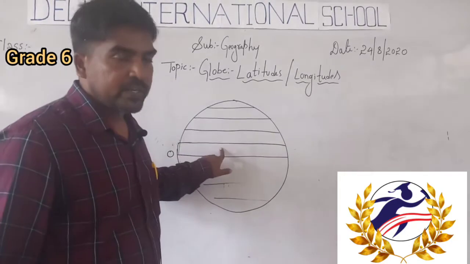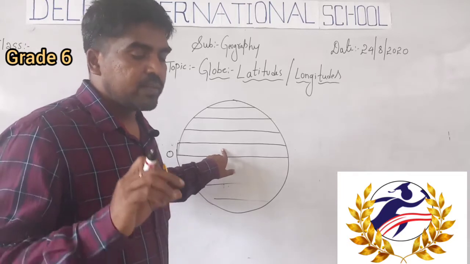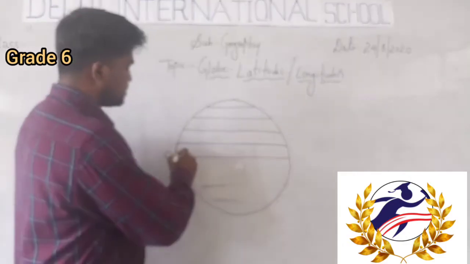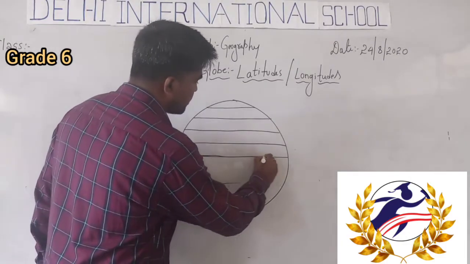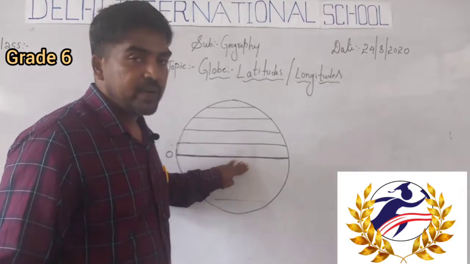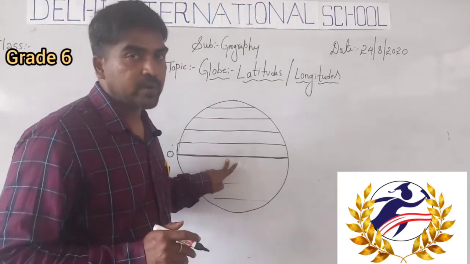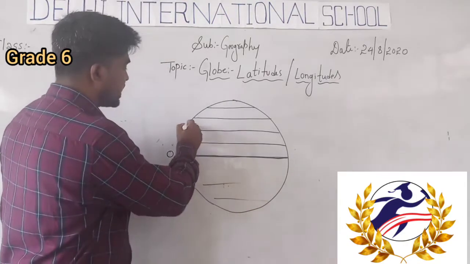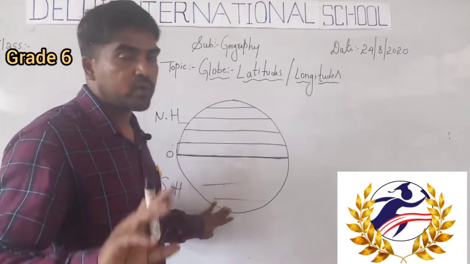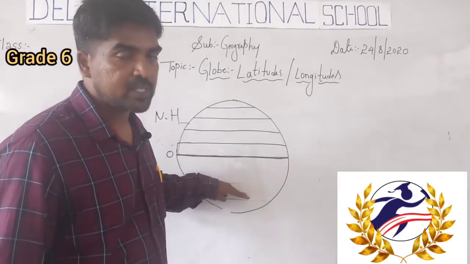And each and every latitude has its own value. Values means it has its own number. The latitudes will start from 0 to 1, 2, 3, 4 like that. Students, this important latitude is known as equator. This equator line divides our earth into two halves, the northern hemisphere and the southern hemisphere. Our earth has two hemispheres.